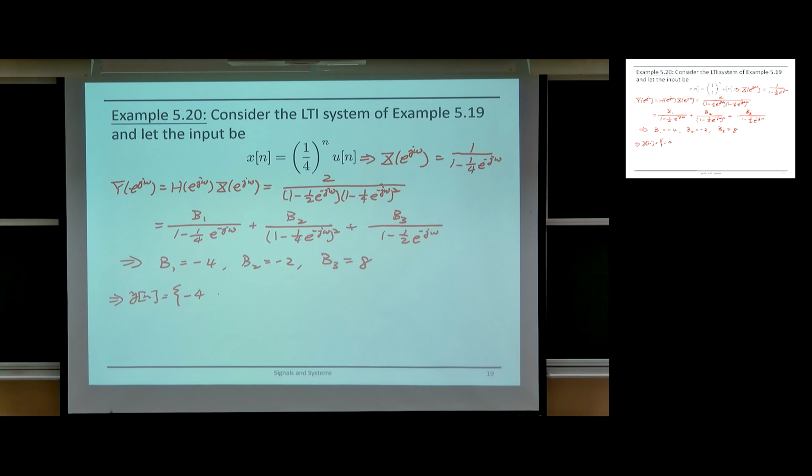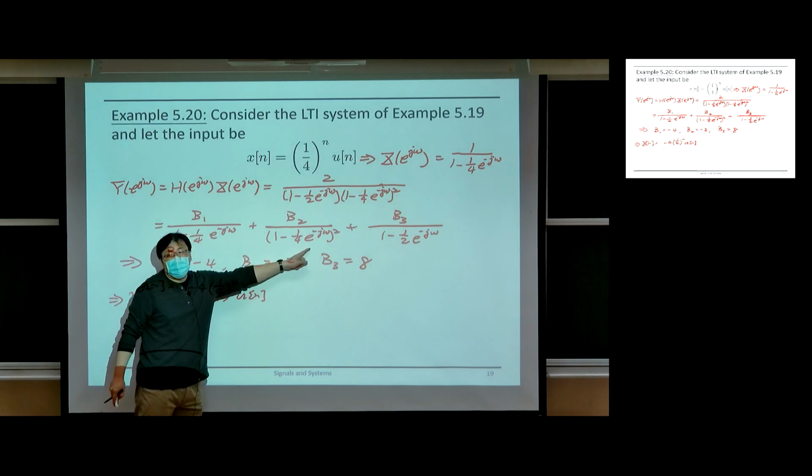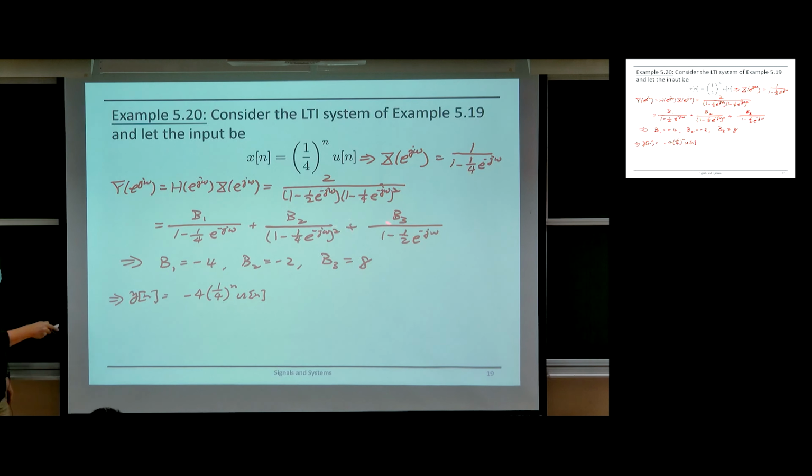So the first term gives you minus 4, 1 over 4 to the power n, times the unit step function. The second term, if you recall from the previous example, this square can be expressed in terms of the derivative of the first order term. So this will give you minus 2 (n plus 1), 1 over 4 to the n, u[n].